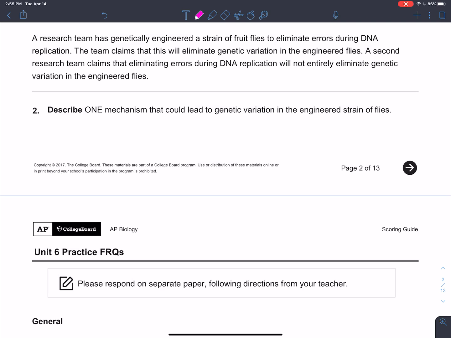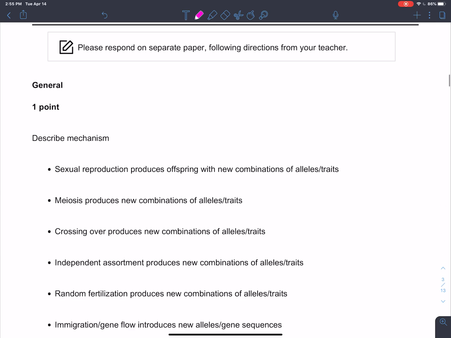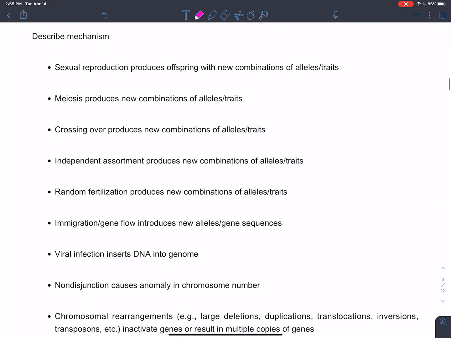These are perfect flies. They have no genetic engineering, no genetic variation. They've been engineered. But how could variation appear? Now, this one you guys pretty much hit out of the park. You could use any of these reasons.